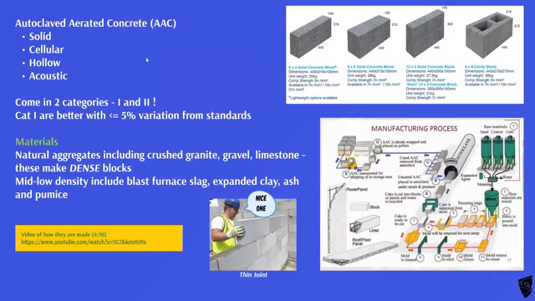You get two categories, not as bad as bricks. You get categories 1 and 2. Cat 1 are the best. There's a standard set out for their absorption, their shrinkage, and all those technical issues, and they are generally 5% or less within those standards. Surprisingly, they even allow that much variation. Category 2 can be up to 10 or 12% variation, so they're almost like seconds.